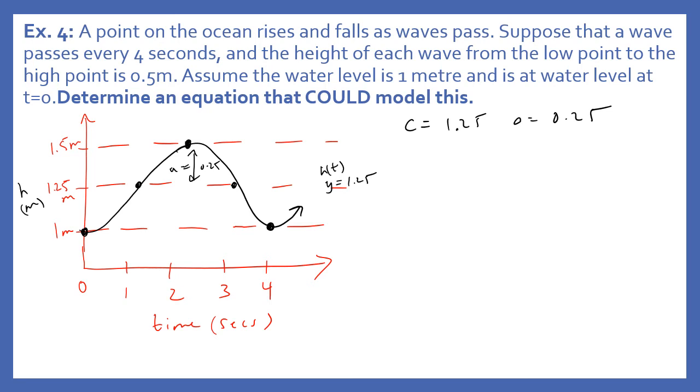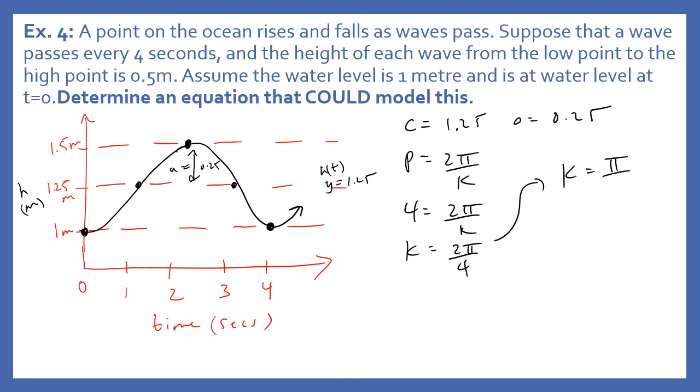My period is 4 seconds, and it relates to that equation. So 4 equals 2 pi over k, solve for k, k equals 2 pi over 4, which means when you reduce that, k equals pi over 2. Now our phase shift.